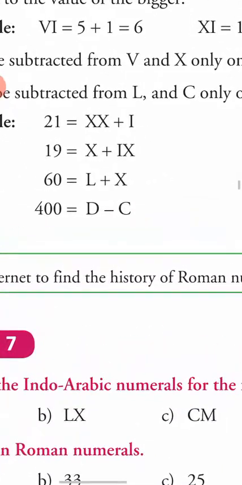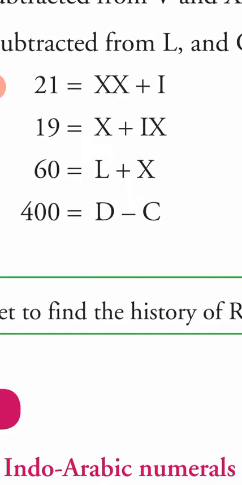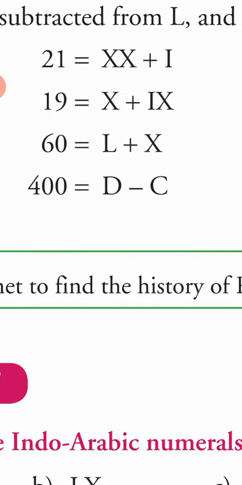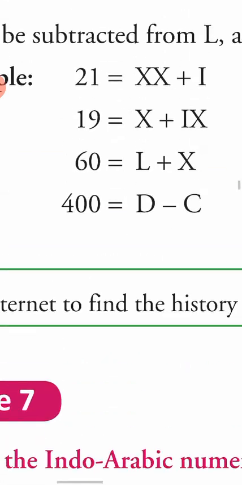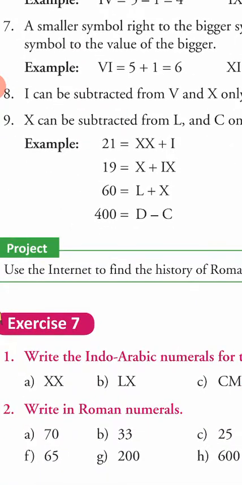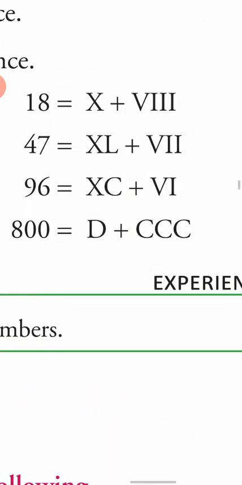For example, here we have 20 plus 1, 21, right? Then we have 10 plus 9, that is 19. 50 plus 10, that is LX. You can see in these three examples, the smaller symbol is after the bigger one. That is why we are adding it. Then we have 400, that is D minus C, and we have read the rule related to this, that we will subtract the smaller symbol from the bigger one. And then some more examples we can see.